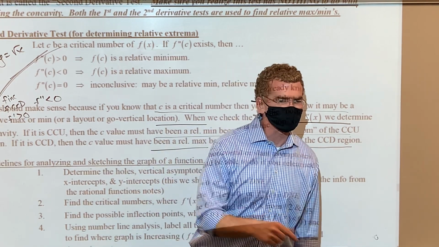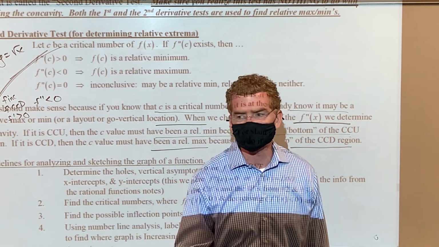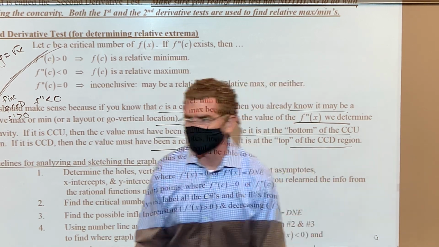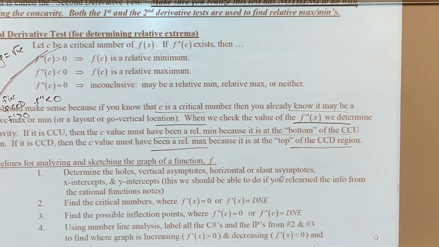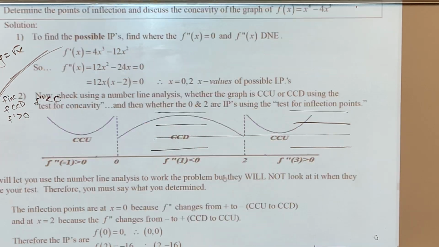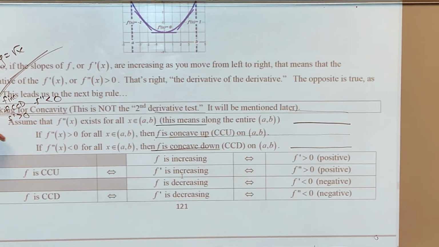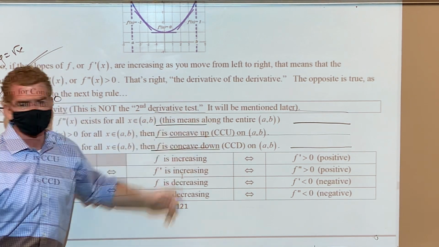Well, the second derivative test is another test to see if you have relative maxes and mins. It is not a test for concavity. We use the second derivative to test for concavity. That's what I call checking for concavity. This is not the second derivative test.